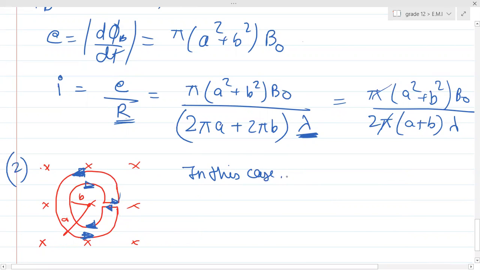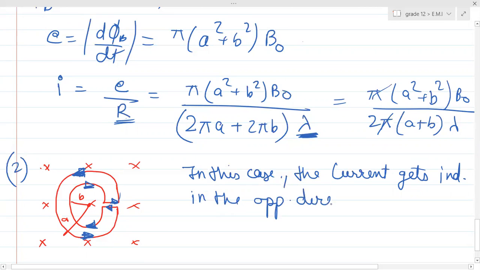In this case, the current which flows, or basically which gets induced, is in the opposite direction. Why opposite direction? Because if this is also clockwise, then how will the current flow? This, right? Are you getting my point? Will the current be able to flow like that? In this case, the current gets induced in the opposite direction in the two loops.